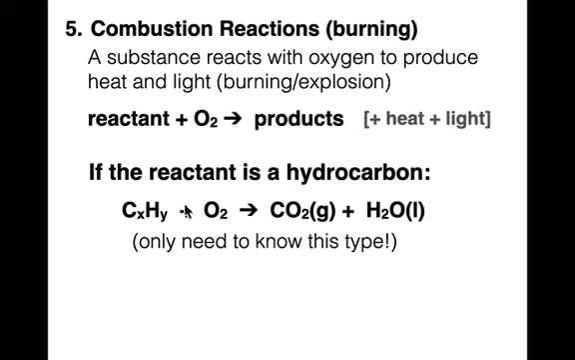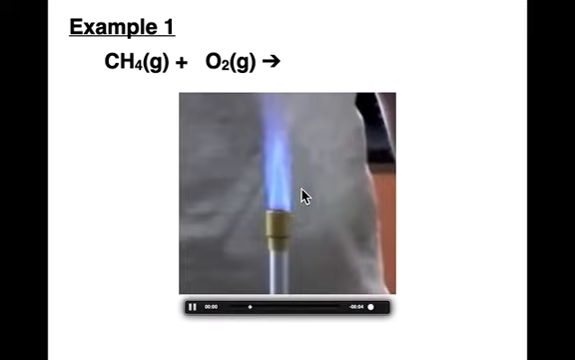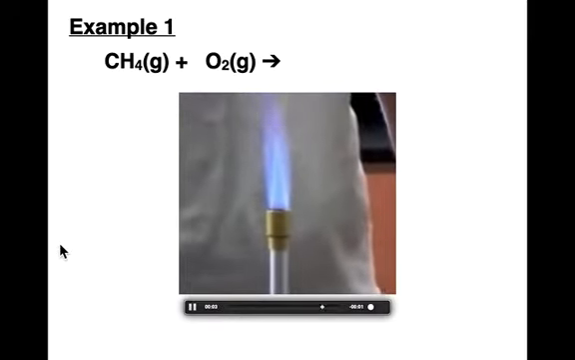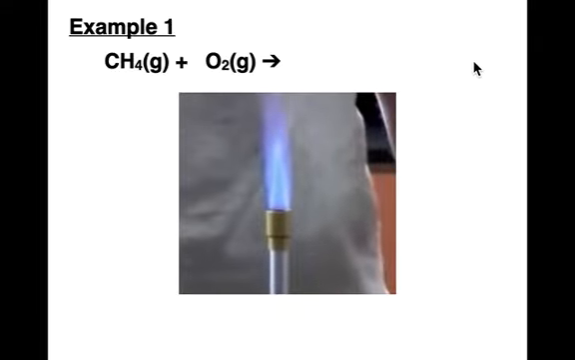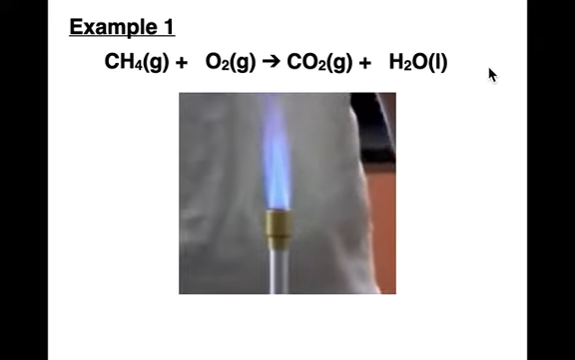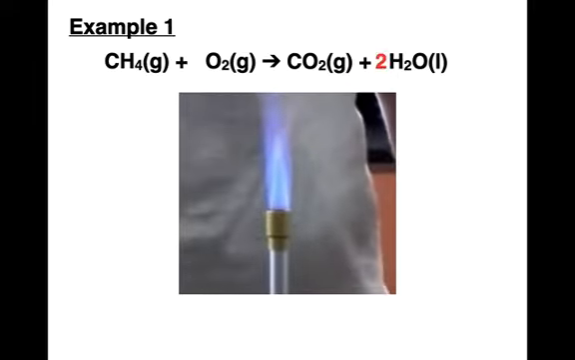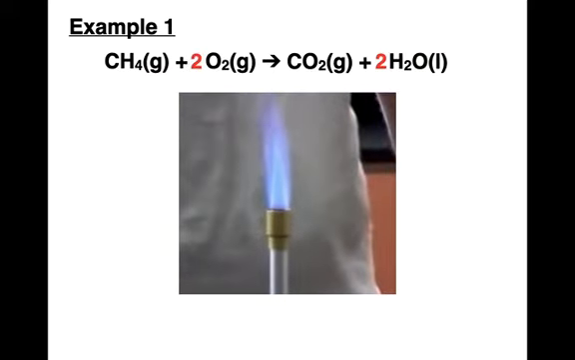So all you need to do is look at the hydrocarbon, what are the subscripts, the X and Y here, in order to balance the equation. Okay, so let's look at an example. This is methane, just natural gas, and oxygen. And this is what's taking place when we light Bunsen burners. Methane is burning. The products, of course, are carbon dioxide and water. So all we need to do is balance it. So 2 in front of the water and a 2 in front of the oxygen.